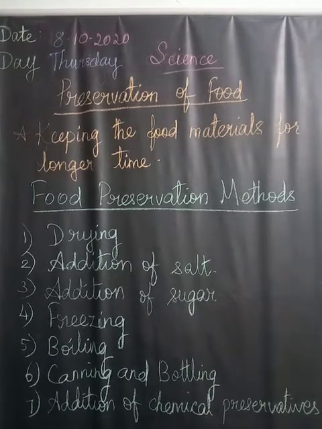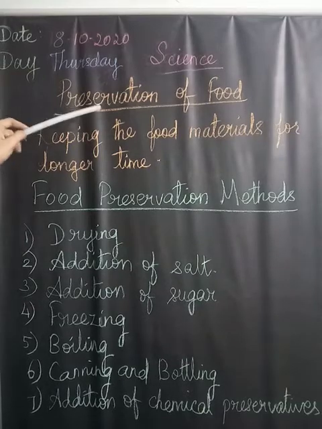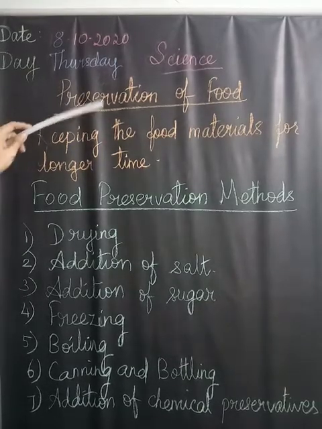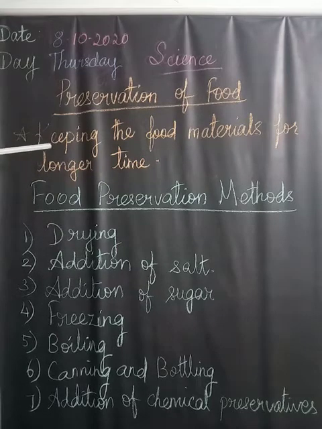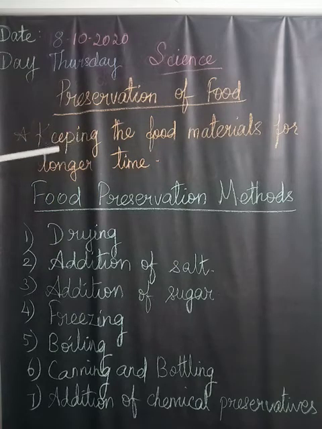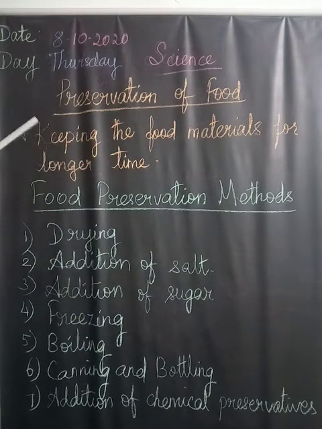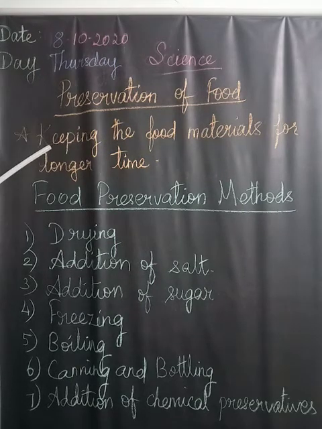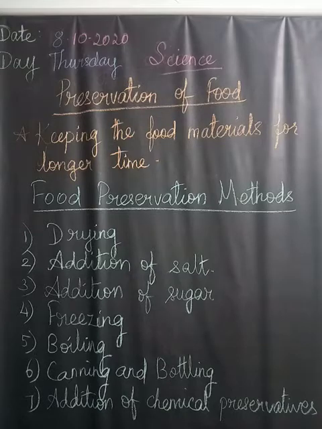So our next topic in the food section is preservation of food. So what is preservation of food? Preservation means the process that helps us to keep the food materials good and fresh for a long time, so that it can be used later. There are many types of preservation methods of food.